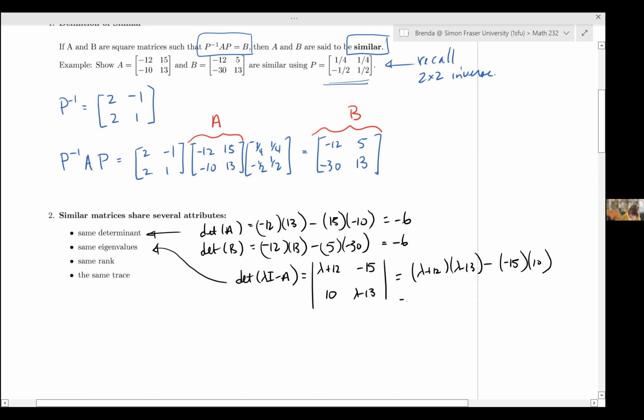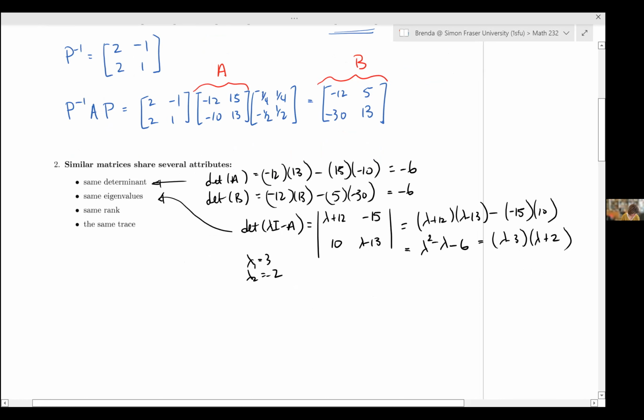I'm going to have to do a little bit of algebra there, expand and combine like terms, and I get this polynomial. I factor that polynomial, and I get that guy there. Okay, so the matrix A has two eigenvalues. Lambda 1 is going to be 3, and lambda 2 is minus 2. Okay, so there's two of them.